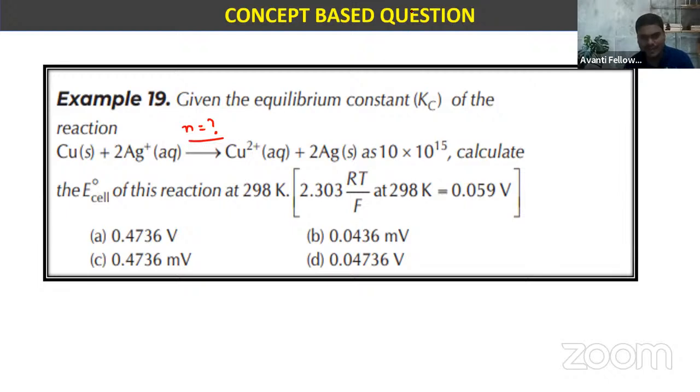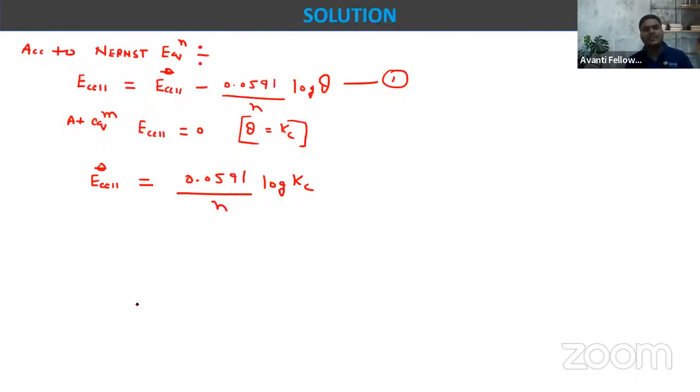I'm waiting for the value of n. Yeah, 2. Very good. So the value of n is 2, right? That is, 2 electrons are transferred in this reaction. So we can put the value like 0.0591, and the value of n is nothing but 2, and this is log Kc. What is the value of E naught cell?